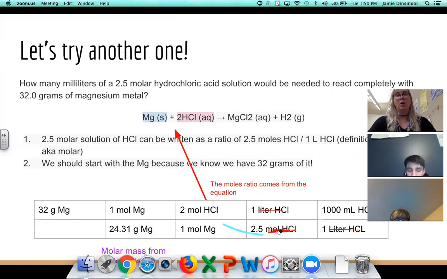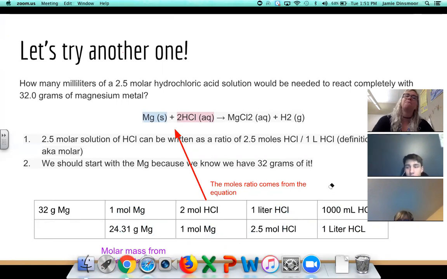But I got 1,053. Oh, you're trying to use calculator. Good. Keep trying. So I got 1,053 milliliters, which it seems silly that they would have asked us for milliliters because they might as well have said 1.05 liters. But hey, what can you do?